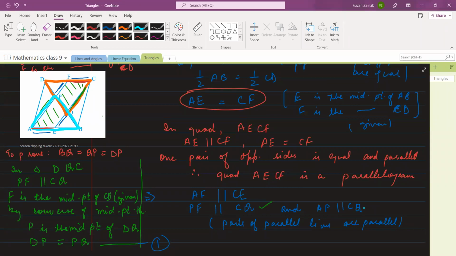AP is parallel to EQ. Oh, I have made a little mistake here. See again here. Okay, I'm just erasing it a little bit. The figure is very messed up.